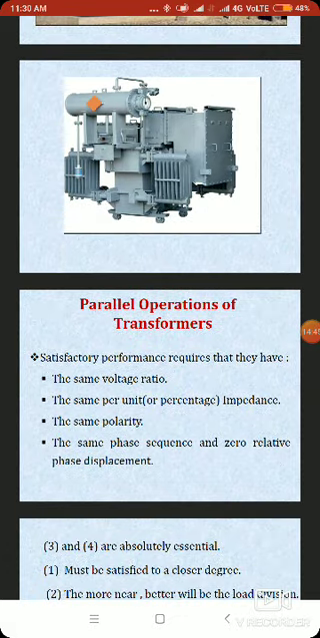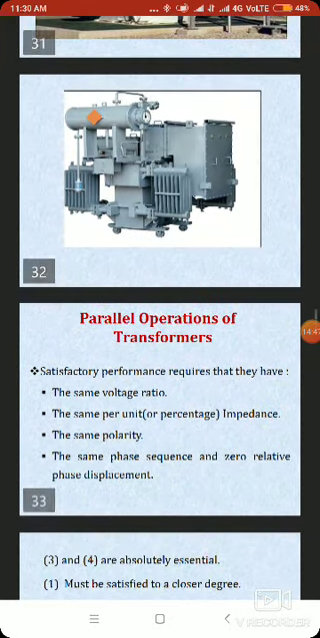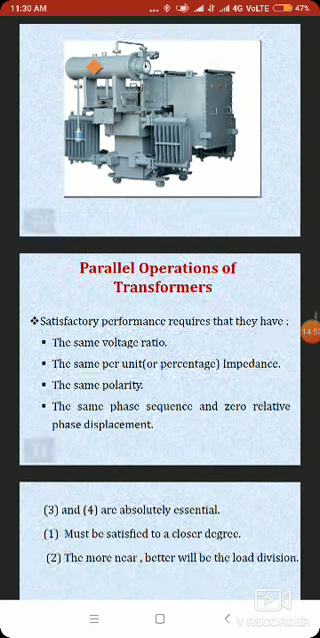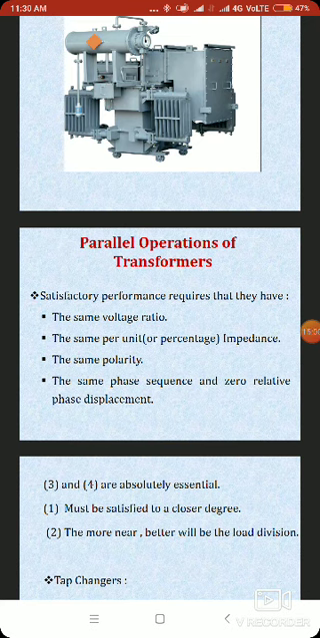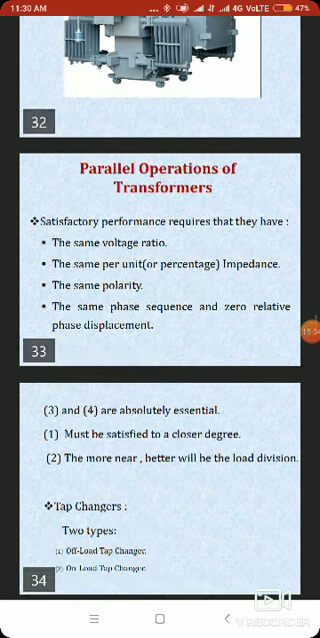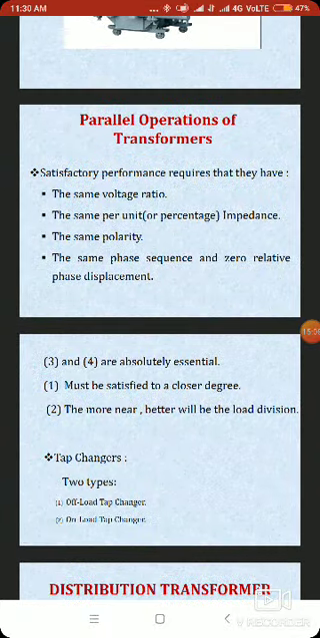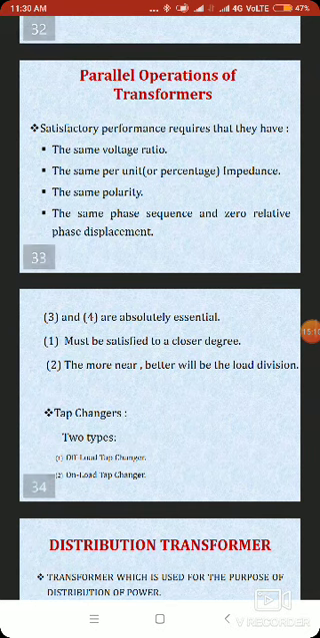So what are the requirements for parallel operation of transformers? The voltage ratio should be the same, per unit or percentage impedance should be the same, the polarity should be the same, and phase sequence and zero relative phase displacement. Conditions 3 and 4 are absolutely essential and must be satisfied to a close degree.